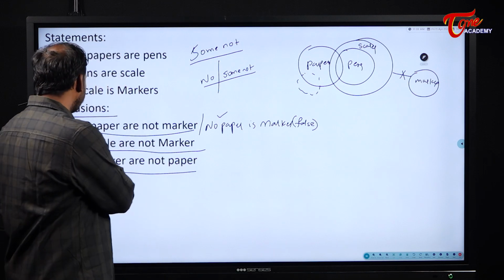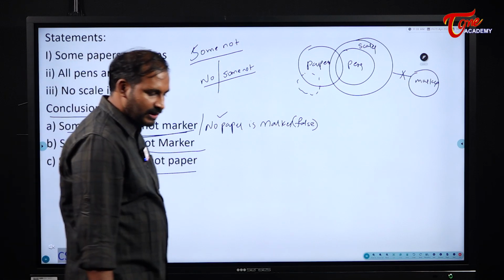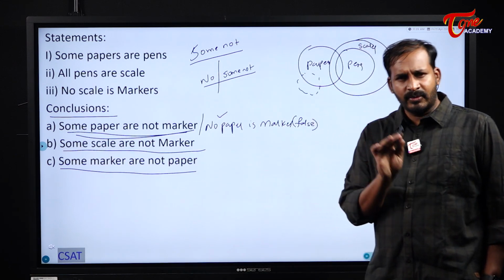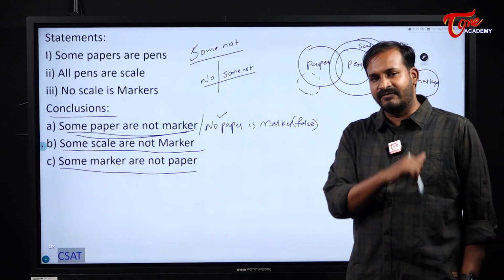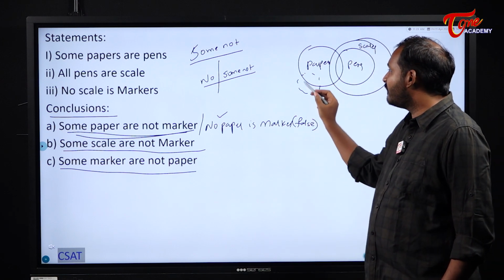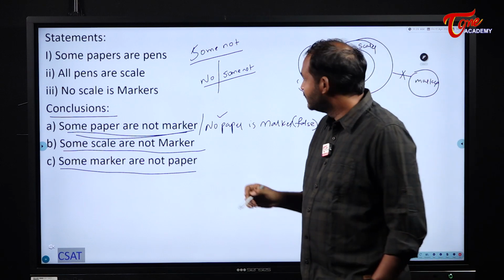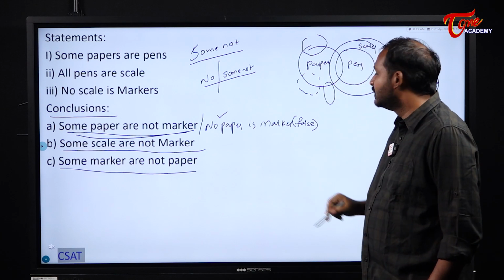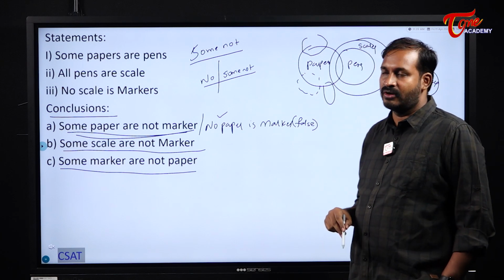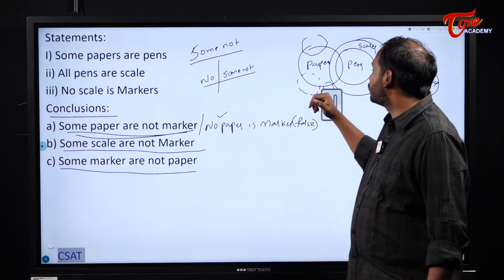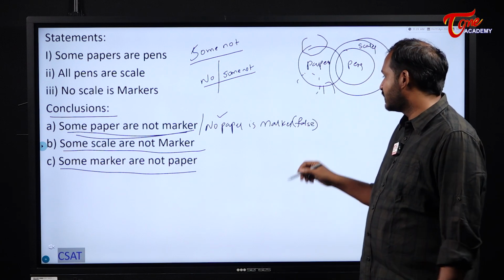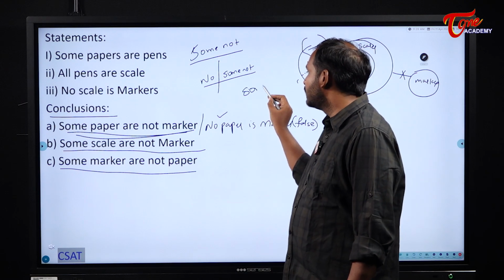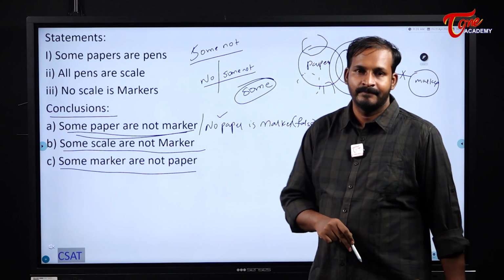Now, in case of some paper are not marker, in case of some not, same procedure, everything is the same, but there is a slight difference. In case of no, wherever we want, we have drawn the alternate diagram, right? But in case of some not, definitely we should draw the alternate diagram at some portion of that element. What is the some portion of that element, sir?